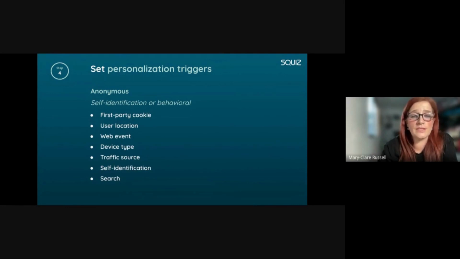Examples of anonymous triggers are first-party cookie, where your website can store information about the user with their consent and remembers preferences for each visit until they clear their cookies. User location, where a user is located based on their IP address. Segmenting your users in this way makes sense if the location is a key factor influencing their expectations or behavior. Web event, specific actions taken on your website, including page visits or clicks, can trigger personalization.